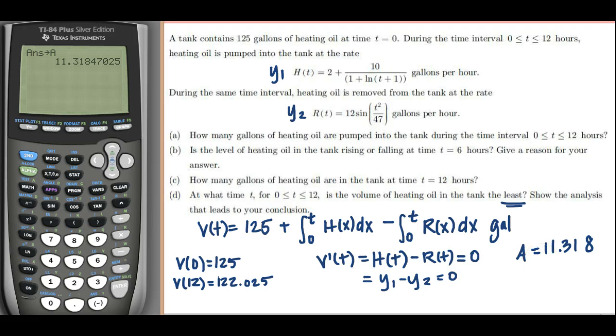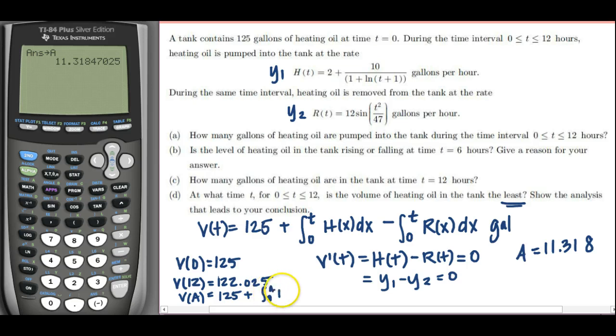So now the other quantity that I need is V of A. I'll go ahead and call it. Since I wrote A over here, I can just write A as what I'm evaluating the function V at. So V of A is 125 plus the integral from 0 to A of h of t dt minus the integral from 0 to A of r of t dt. Sorry, we ran out of space there.